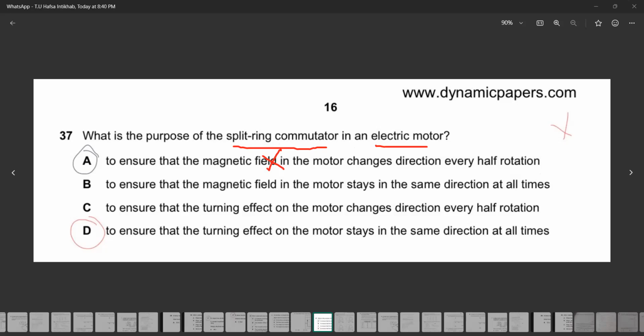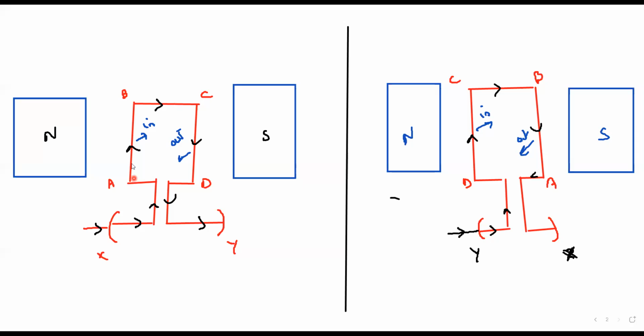So the direction of a current reverses, and that reverses the direction of the force as well. You can see here, what is the direction of the current for the left hand side? It was from A to B, then B to C, and C to D. But what is the direction of the current here? From D to C, C to B, and B to A.